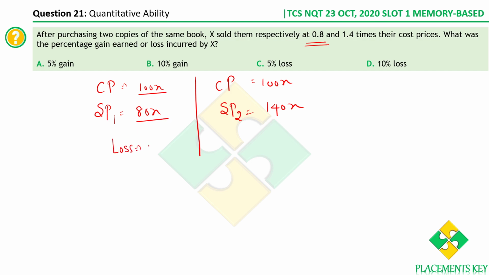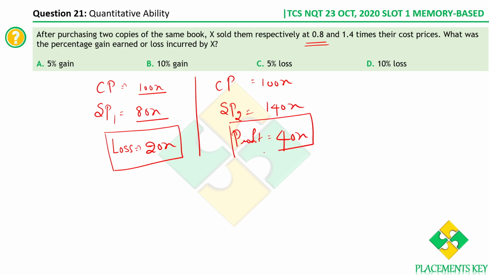There's a loss of how much? 20x. Whereas in this case, he purchased for 100 and sold it for 140. So there is a profit. There's a profit of how much? 40x. So surely, effectively, he has got profit, because in this case he has lost 20x, whereas in this case he has gained 40x. So effectively, how much did he gain?